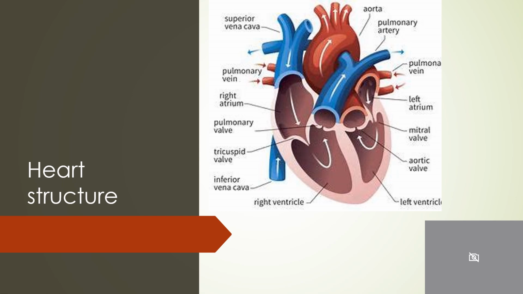The atrium itself relaxes and the ventricle contracts. This forces blood out of the pulmonary artery and into the pulmonary circulation associated with the lungs. And at this point we have the closing of the tricuspid valve in order to prevent any blood returning into the right atrium. Blood returns to the heart from the lungs and enters the left atrium via the pulmonary vein.